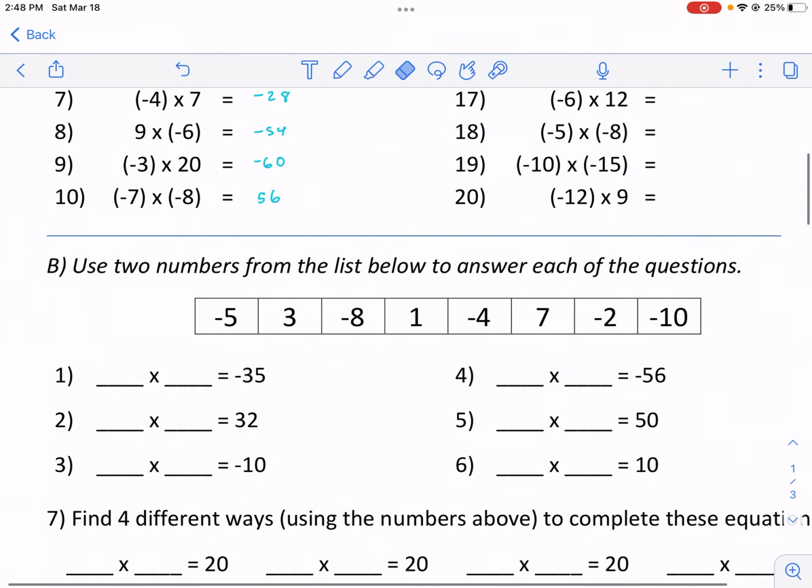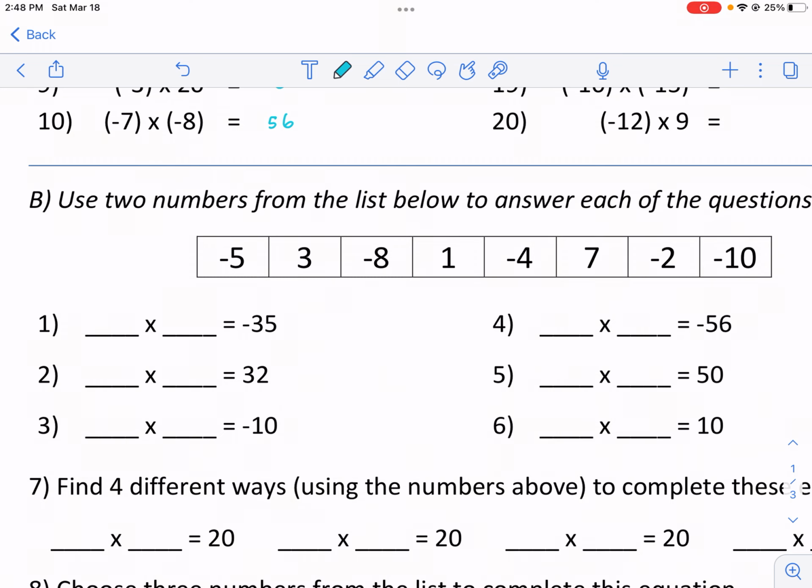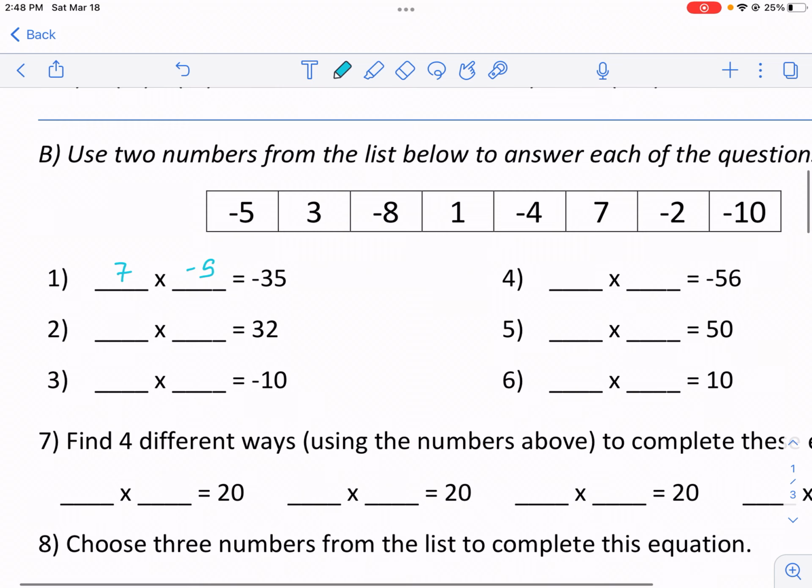All right, so use two numbers from the list. This is part B. To answer each of the following questions. I'll do a few of these too. I'll do 1 through 4. So we have something times something equals negative 35. Well, the only two numbers that will give us 35 period are 7 and negative 5. So let's put those in there. Positive times negative equals negative.